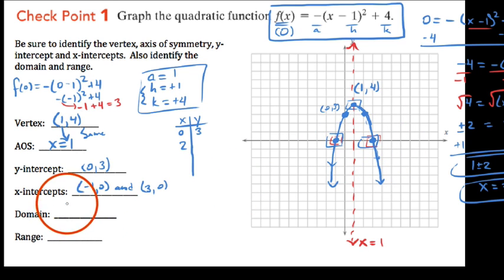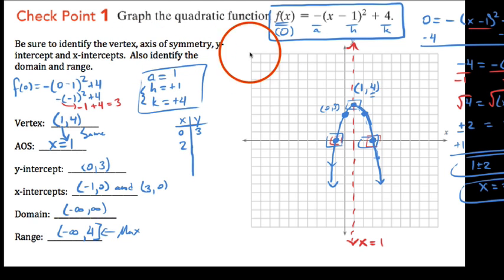So our domain looks like -infinity to infinity, and then for the range, it looks like we start way down at -infinity, and then we go up to this maximum height of 4. And that's one thing that I do want to mention here, that indeed was a maximum, because our parabola opened downward. So we're going to try this again, a little bit faster this time.